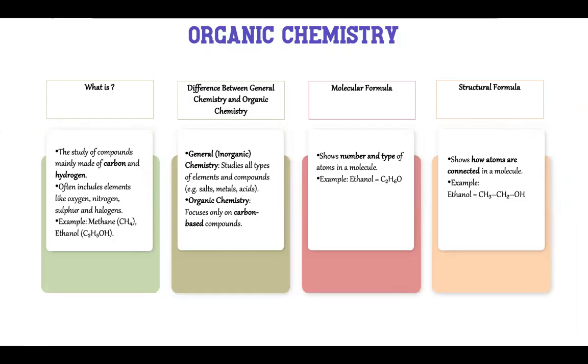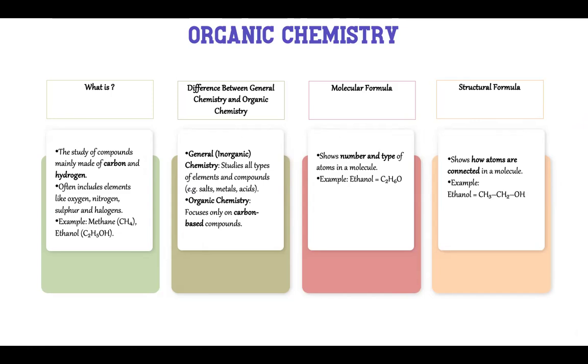What is organic chemistry? Organic chemistry is the study of compounds mainly made of carbon and hydrogen, often including elements like oxygen, nitrogen, sulfur, and halogens. Example, methane, CH4, ethanol, C2H5OH.